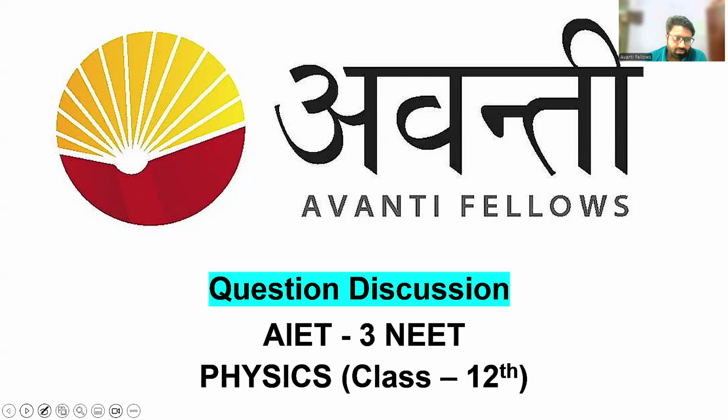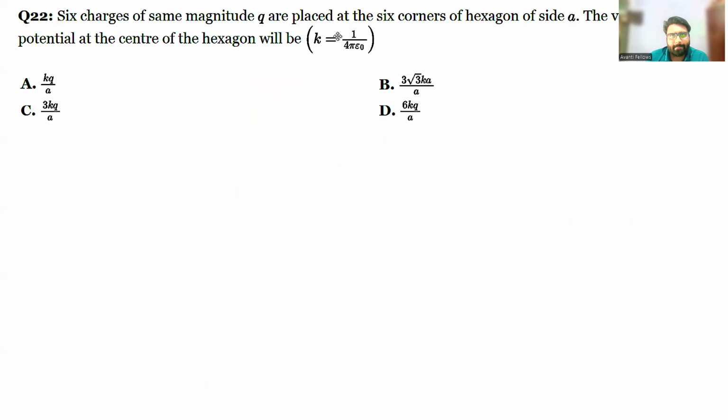Now, the very first question is this. Six charges of the same magnitude, let's say Q, are given to us. Six charges of same magnitude Q are placed at the six corners of a hexagon of side A. The potential at the center of the hexagon will be, that we have to find out in this question.